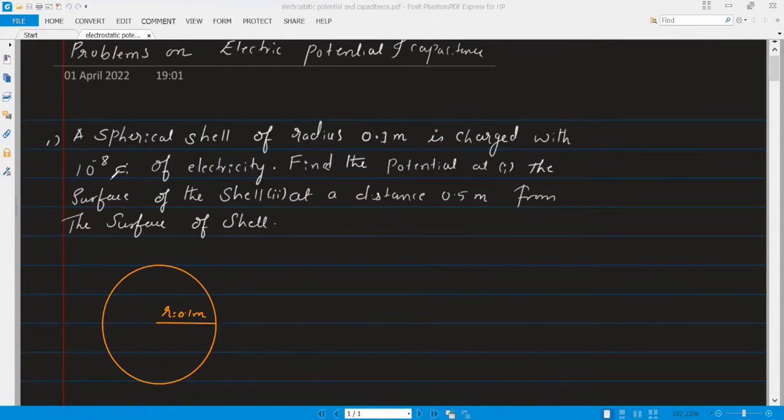Okay, and has the charge of 10 to the power of minus 8 coulomb. That means this is going to have the charge of 10 to the power of minus 8 coulomb. Find the potential at first. They are telling to find out the potential on the surface of the shell. V is equal to 1 divided by 4 pi epsilon naught Q divided by R is the formula.